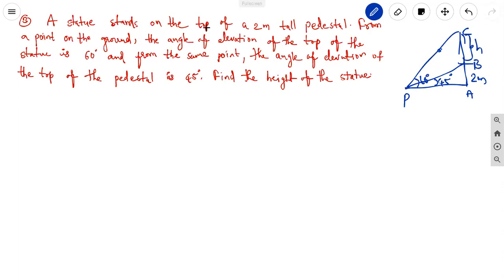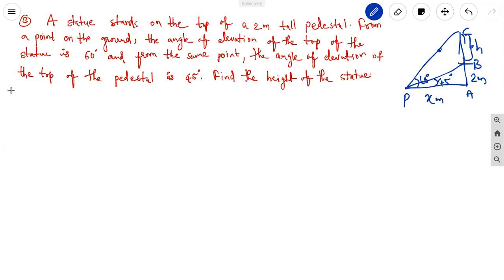Again, read the question. A statue stands on the top of a 2-meter tall pedestal. That is, AB height is 2-meter pedestal height. From a point on the ground, the angle of elevation of the top of the statue is 60 degrees. And from the same point, the angle of elevation of the top of the pedestal is 45 degrees. Find the height of the statue. Here we are finding the statue height as H meters, and the distance from the foot of the pedestal to the point, let it be X meter.